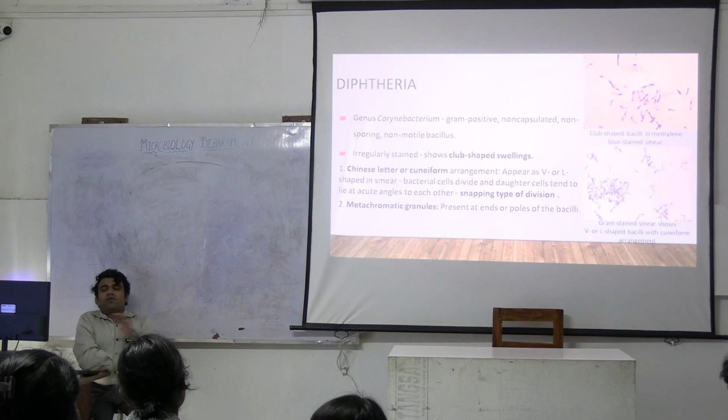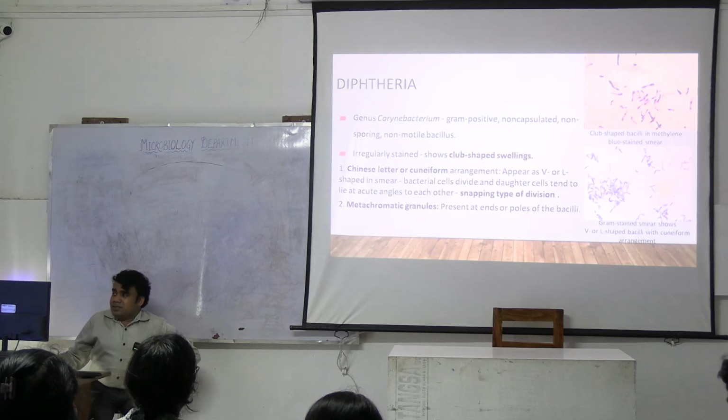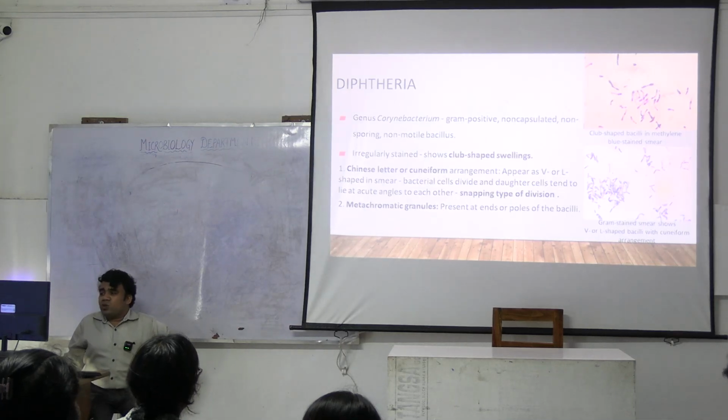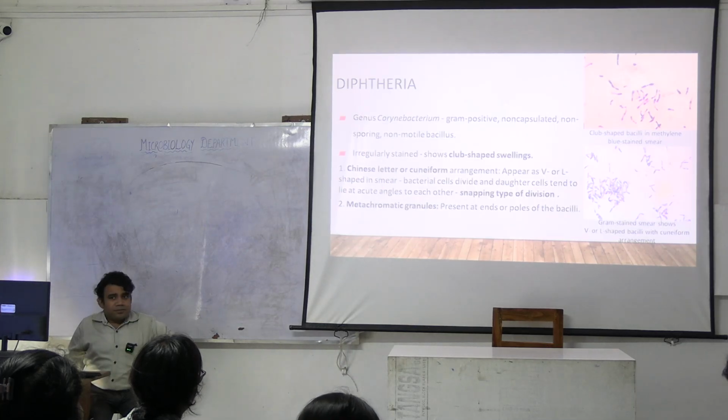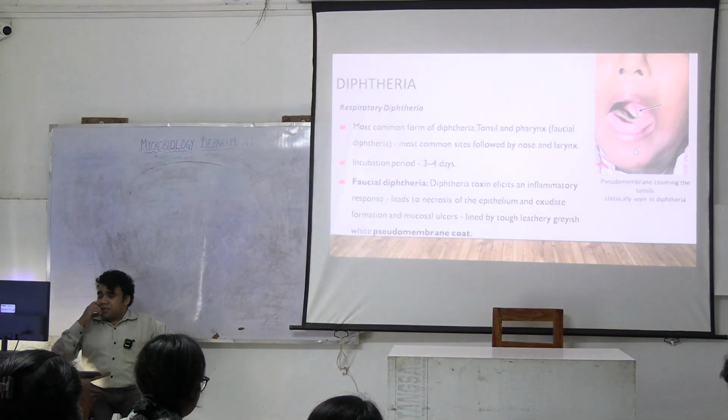Now coming to the morphology of Corynebacterium. Some important parts that you should remember are that these have something called club-like swelling and they appear in a cuneiform pattern or Chinese letter-like pattern. So this is the pattern which helps us in early identification. Furthermore, it will have something called metachromatic granules, which are basically the storage molecules present in the bacteria.